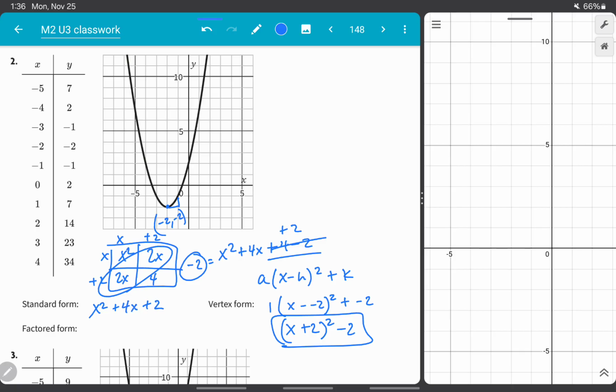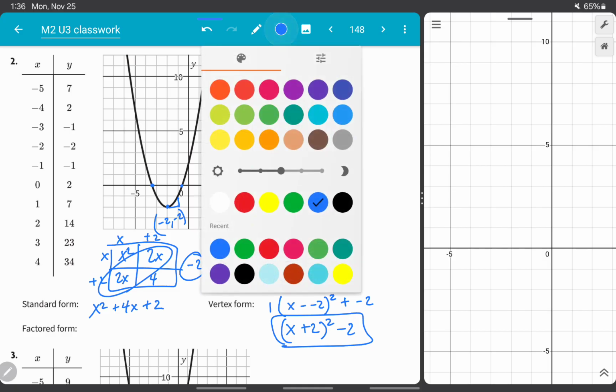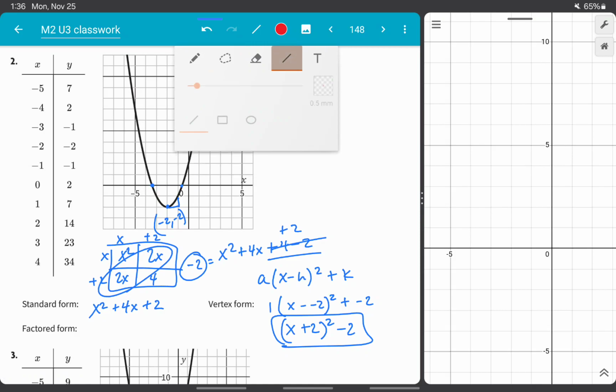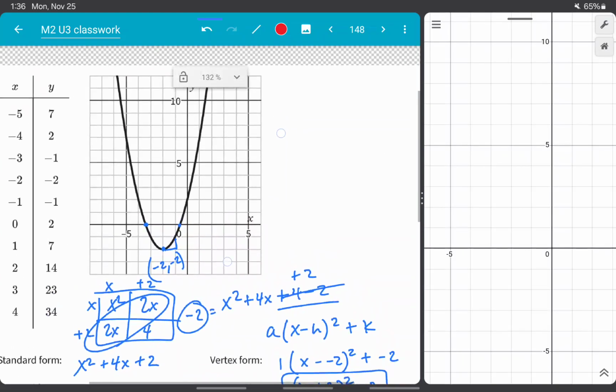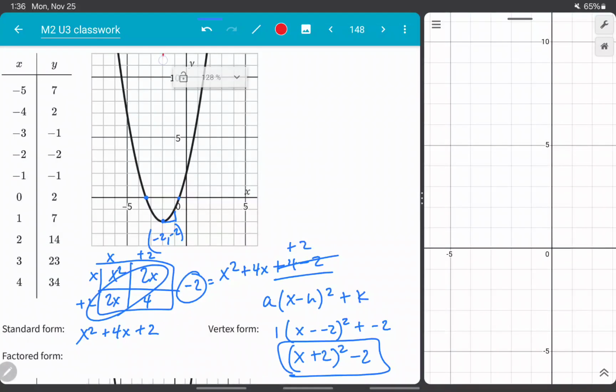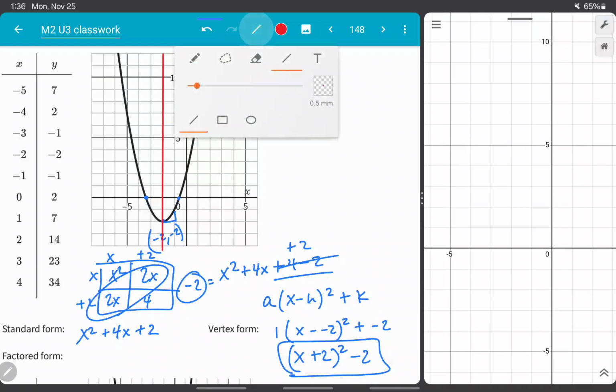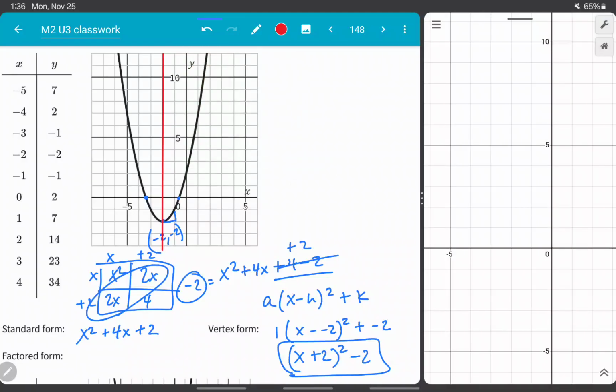Factored form isn't going to be easy because these don't look like integers. So I'm going to use the Babylonian method on this one. The Babylonian method uses the symmetry of the quadratic to help us with our factored form. Because if we think about it, we're going to have this line of symmetry right here, and I have to go this way, and I have to go this way.